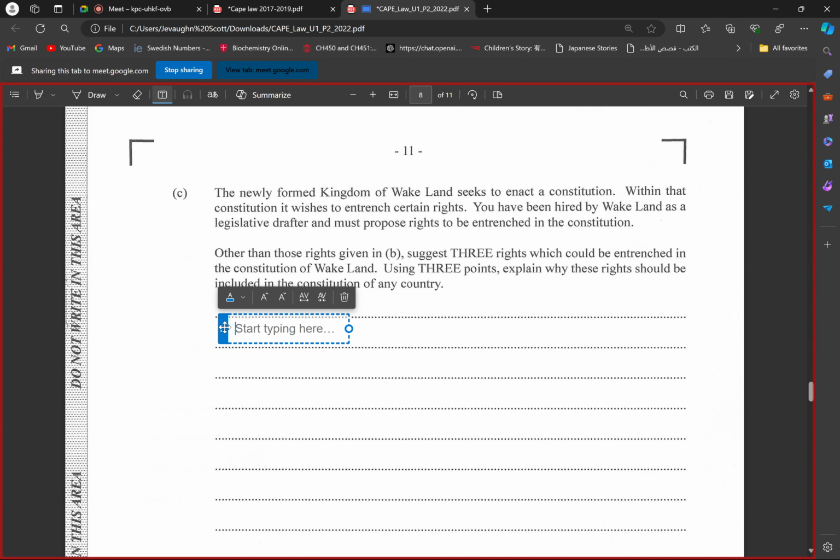What are the 3 rights? What is the first right that we should do? Somebody tell me a right that must go in. Right to liberty. The right to liberty. Give me the 3 points. Why must we use the right to liberty? Why that right to liberty? Among all else, why should this right be included?